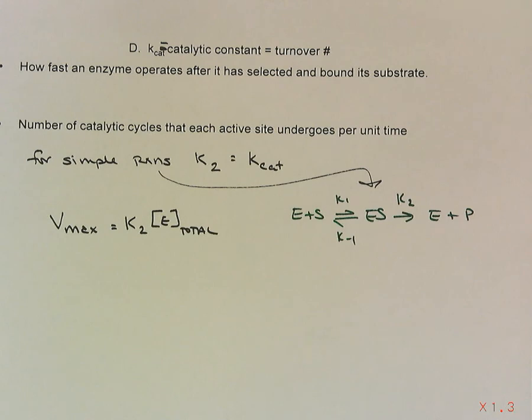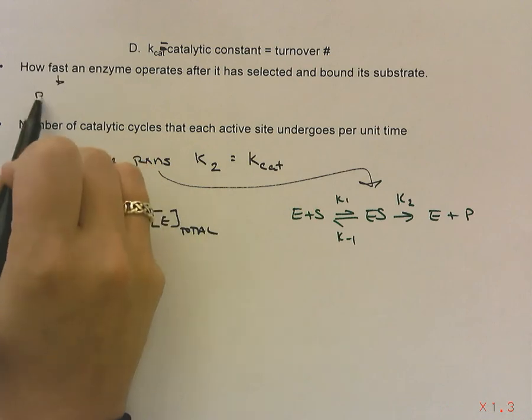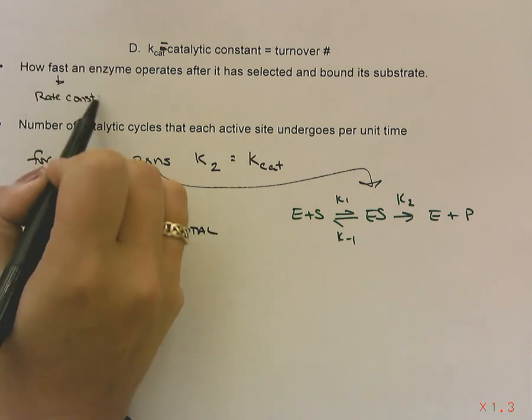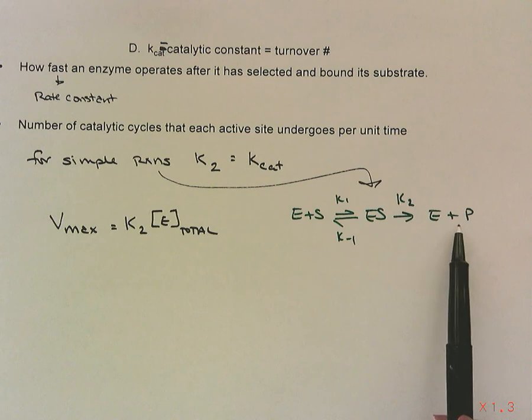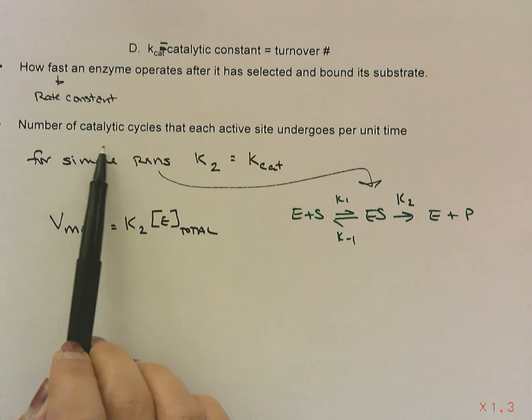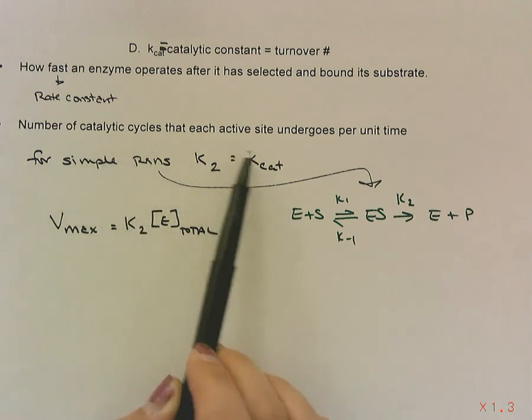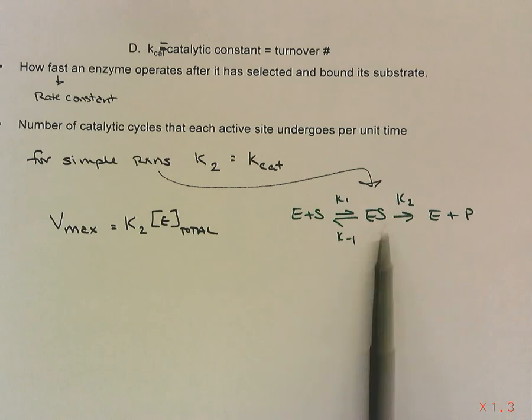So K2, or KCAT, refers to how fast, or the rate constant, of an enzyme after it's selected and bound its substrate. It's a measure of once it has gotten to this transition state, how fast does it kick out the product? It also can refer to the number of catalytic cycles that each active site undergoes per unit time. So how fast does this active site reopen to be able to bind another substrate?